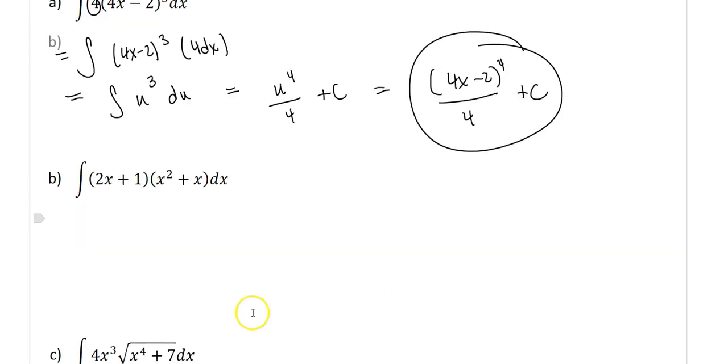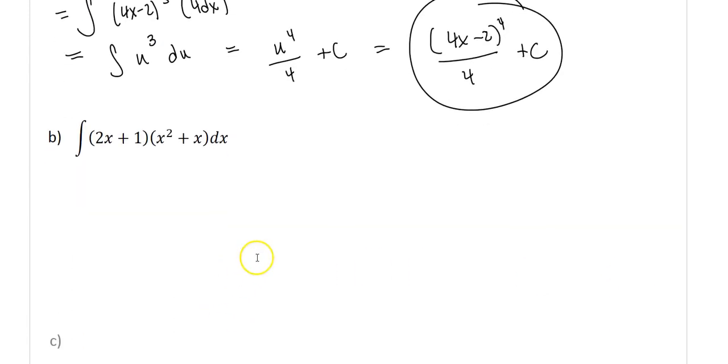Now this example is interesting because you could absolutely multiply this out. There's nothing wrong with that. And that might be your first instinct, and that's completely okay. There's nothing wrong with just multiplying that out and finding the integral.